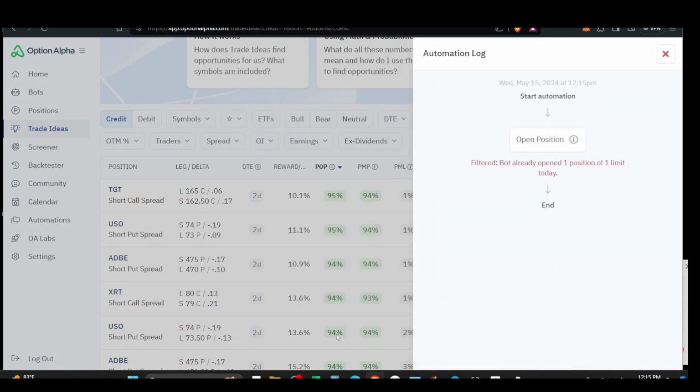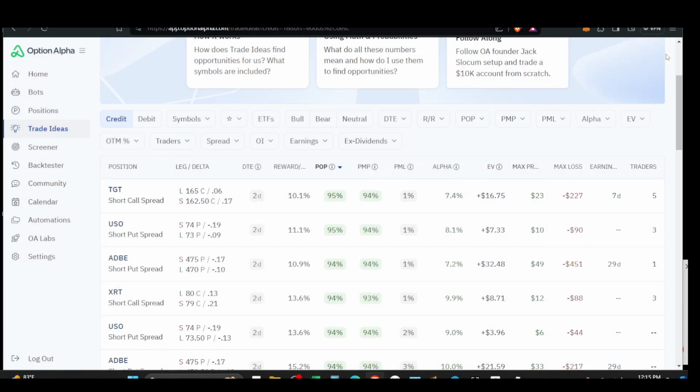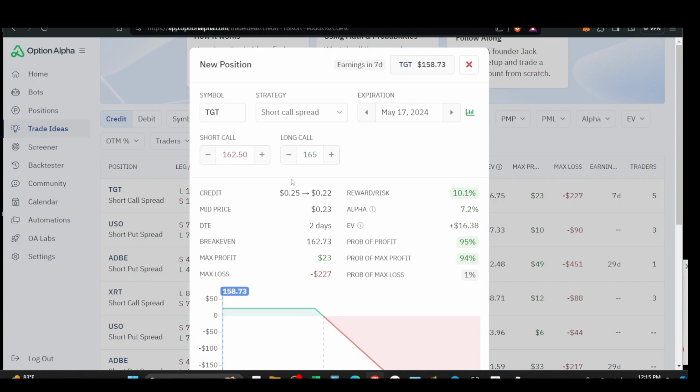So here I click place the trade, and the bot already opened one position, one limit today. Because I didn't upgrade, this is like a free account, and it's one.